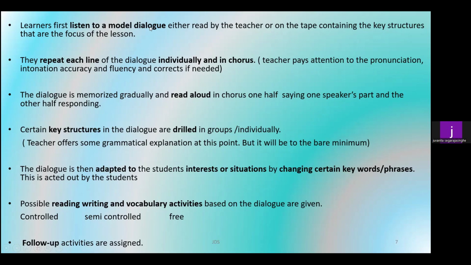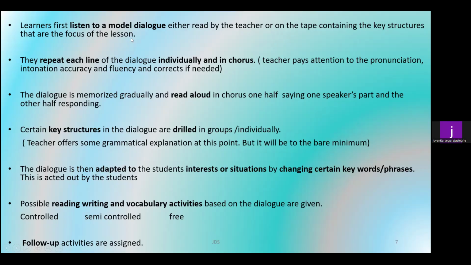Listen to a model dialogue. Learners listen to a model dialogue, either read by the teacher or on a tape, containing the key structures that are the focus of the lesson. So that is how the lesson will begin.